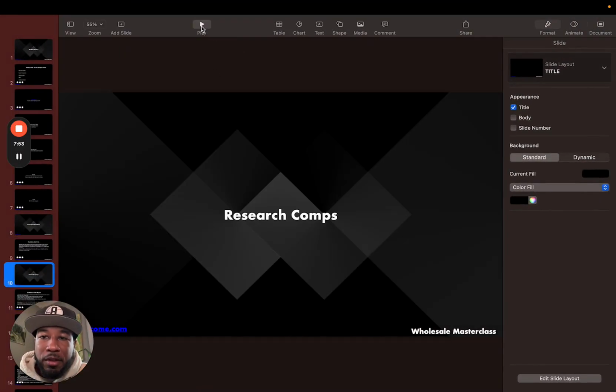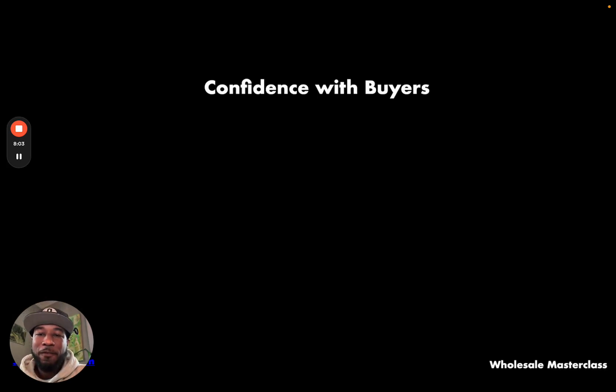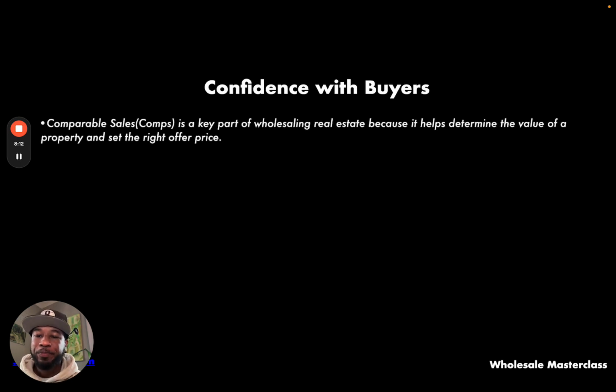Let's get to the nitty gritty. Okay. So research comps. For those that don't know, comps are comparables. In real estate, the best way to determine value for a residential property is figuring out similar properties in your neighborhood, right? So comparable sales is a key part of wholesale and real estate because it helps determine the value of a property and set the right offer price.